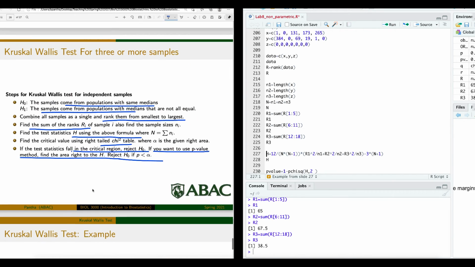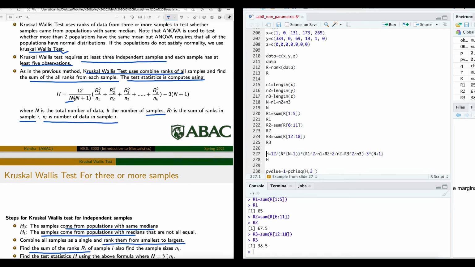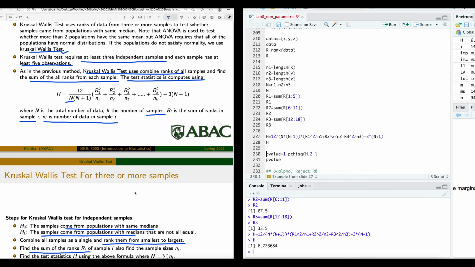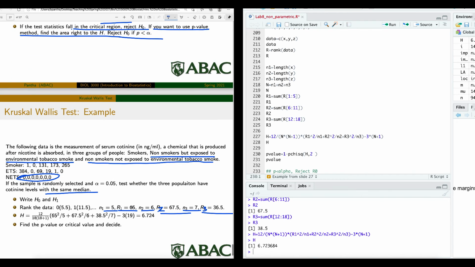What is the formula for H? Formula for H is 12 over N times N plus 1, times R1 squared over n1 plus R2 squared over n2 plus R3 squared over n3, because there are 3 samples, and then minus 3 times N plus 1. That's what we get. So if you run this, you get H equals 6.724. You see that? This is the value of H. That is the test value, right?